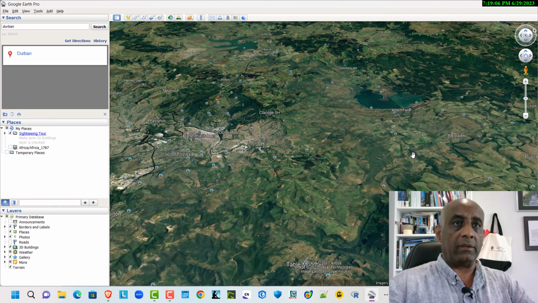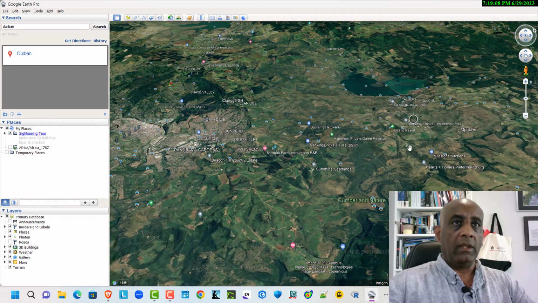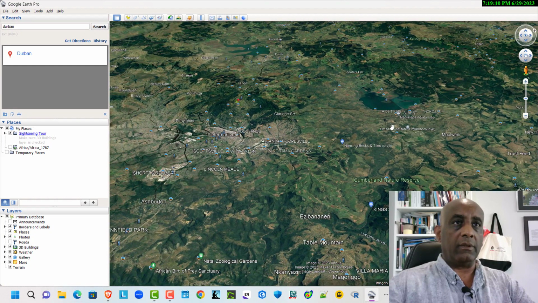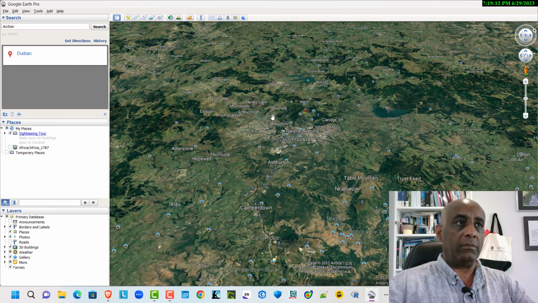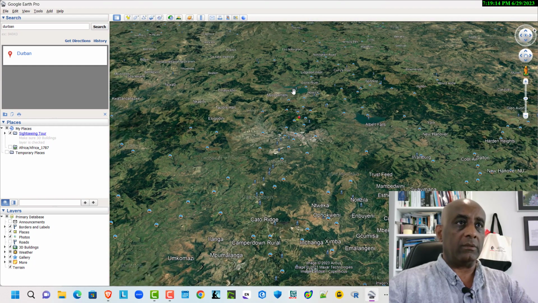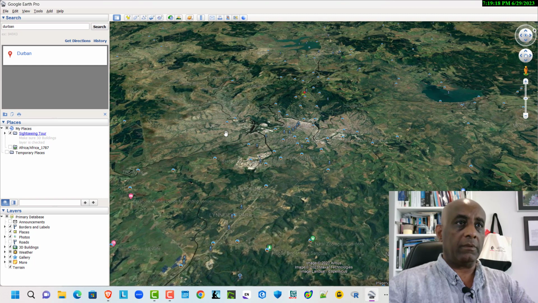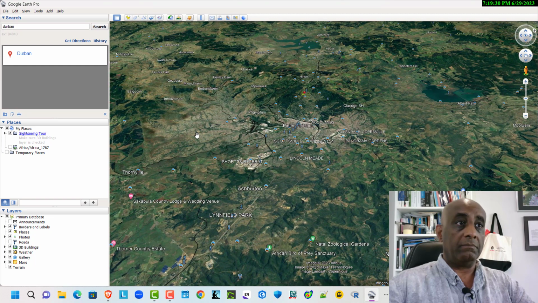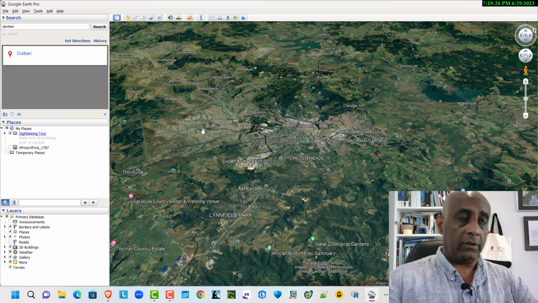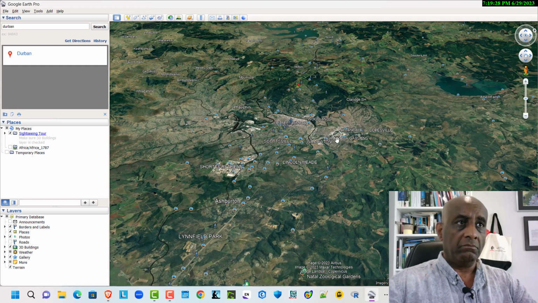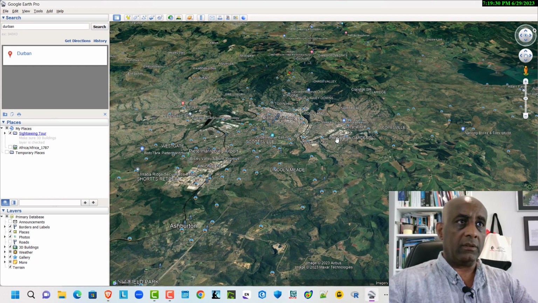This is the Albert Fall Dam. And the Albert Fall Dam is connected with the Midmar Dam, that is Midmar in Howick. This is Pietermaritzburg. It is flat land, actually. Although the elevation is 2,000 meters, it seems flat around this area.